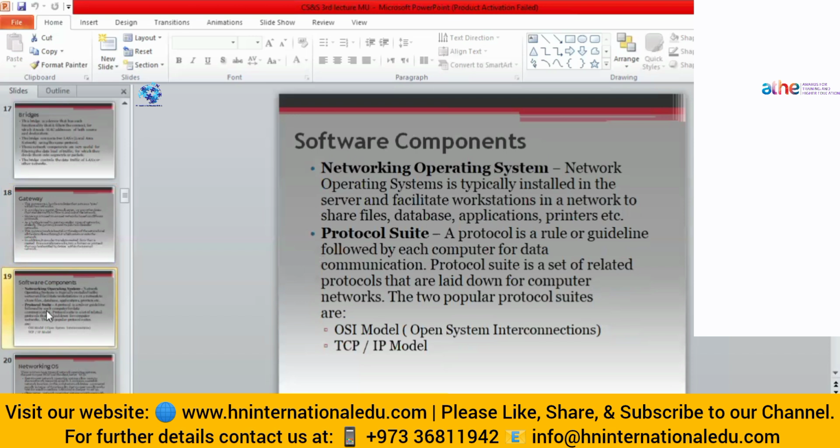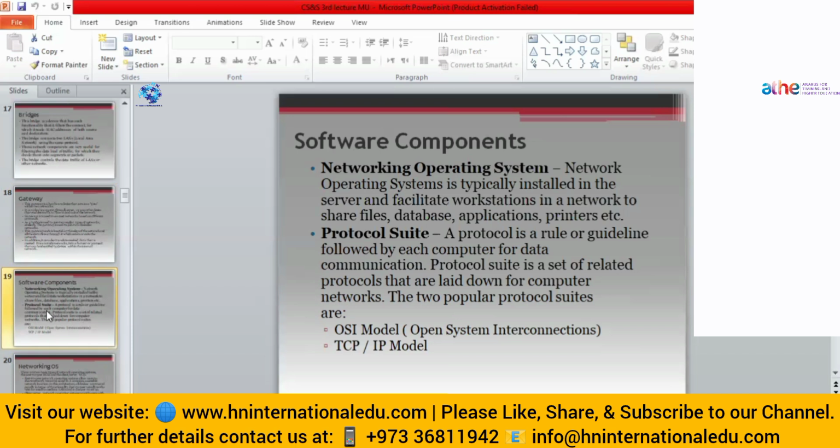Now the software components. The software components include the network operating system that will be installed on the servers. The network operating system is typically installed on the server and facilitates the workstations in a network to share files, databases, applications, and printers, because the operating system is responsible for managing all the things inside a computer or a server.